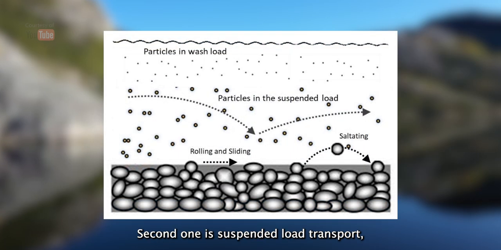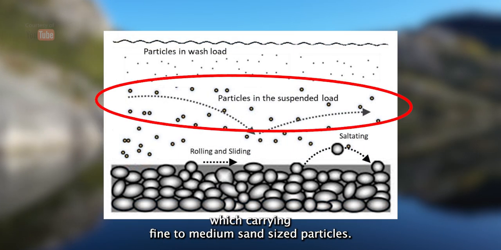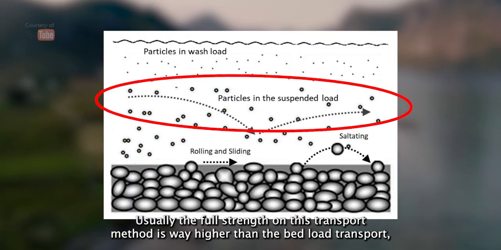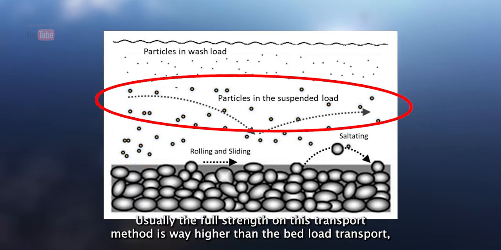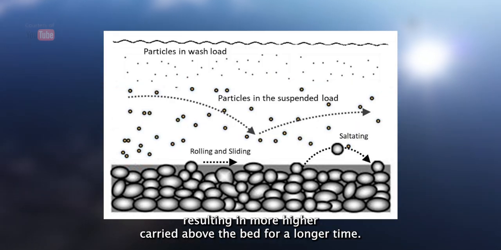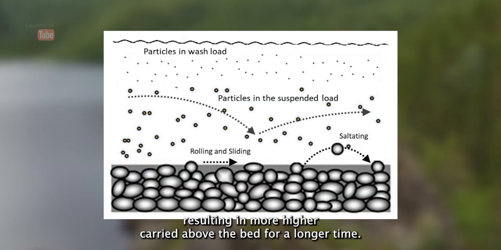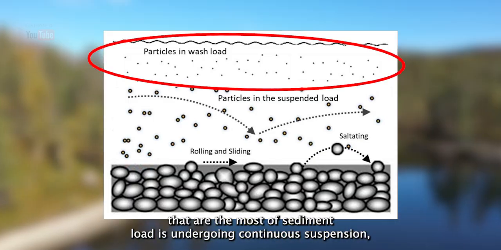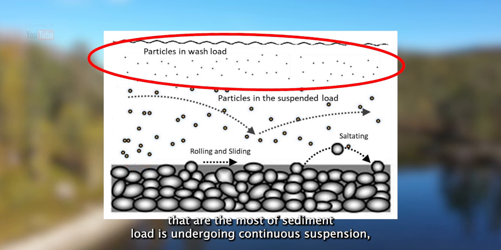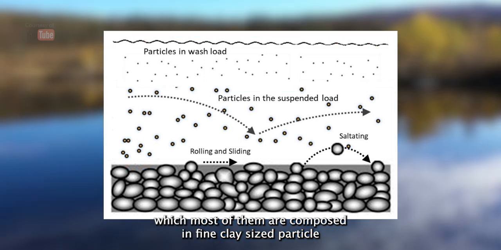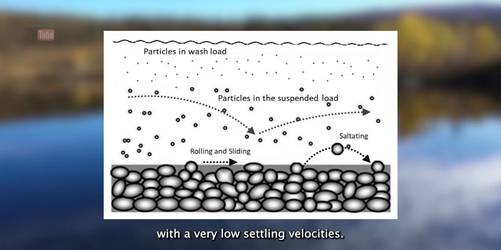The second one is suspended load transport, which carries fine to medium sand-sized particles. Usually, the flow strength in this transport method is way higher than in bed load transport, resulting in particles being carried above the bed for a longer time. And the third one is wash load, where most of the sediment load undergoes continuous suspension, most of it composed of fine clay-sized particles with very low settling velocities.